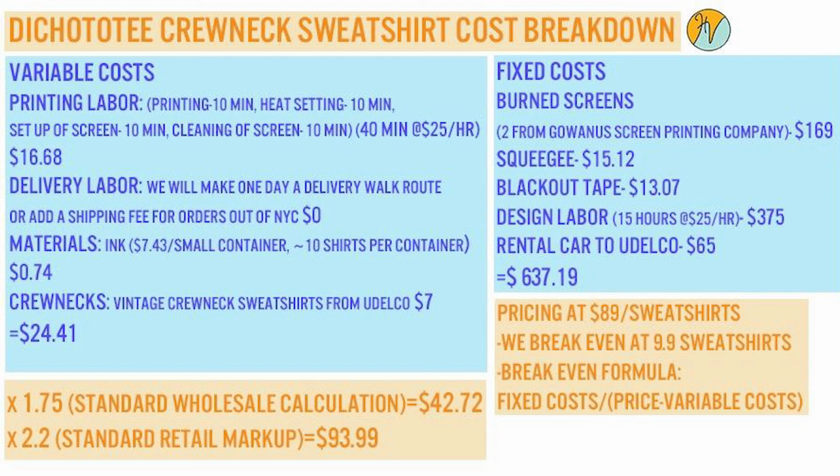That makes sense. So then there's also the fixed costs, which are the costs that you pay once. Yeah. And then it has to get filtered in through however many you think you might sell or make. So for these, the fixed costs are the screens, which cost $169 to get 2 screens made. It's the squeegee, which is $15.12. It's the blackout tape, which is what you use on the screen to cover up the edges and make sure that ink doesn't go through, $13.07.